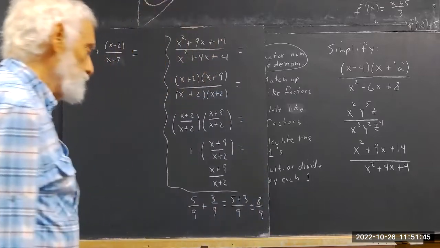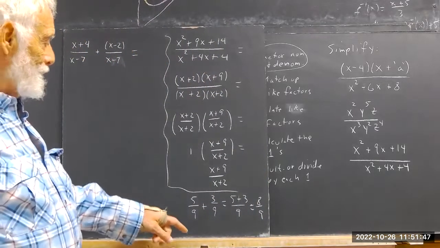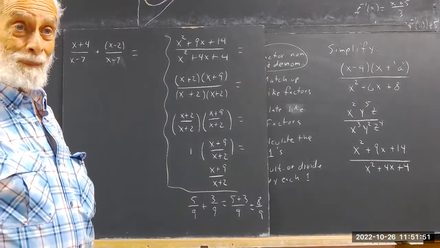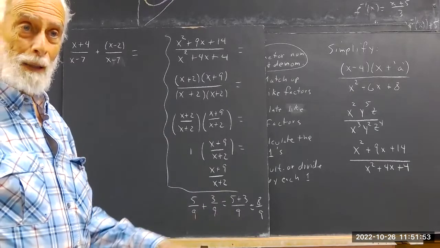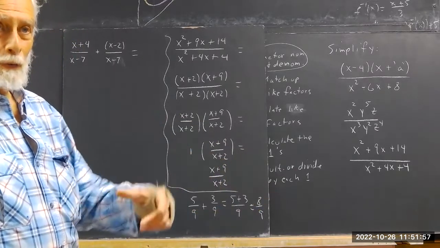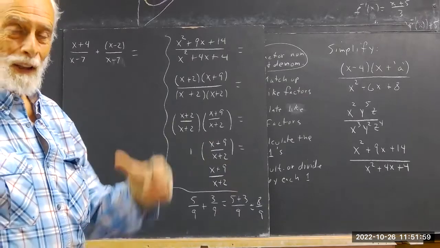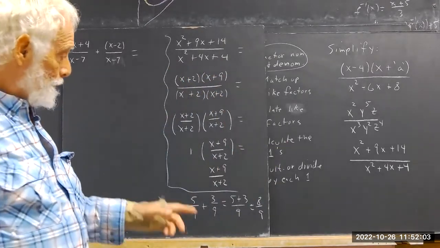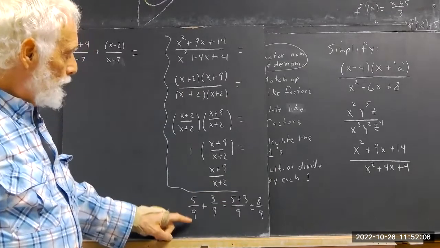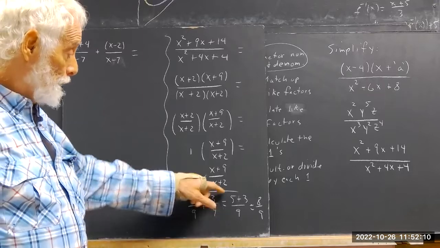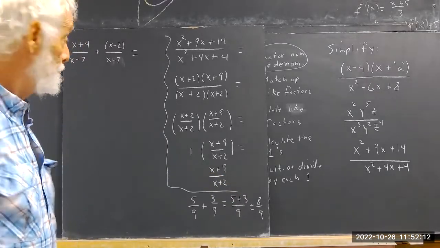Operationally, and the common sense is you got 9s. You got 5 of them, you got 3 of them. If you got 5 oranges and 5 apples and 3 apples, you got 8 apples. If you got 5 9s and 3 9s, you got 8 9s. If you got 5 of something and 3 of something, you got 8 of that. And this is the way that works out with the rule. If you have the same denominator, you're going to be able to do that.